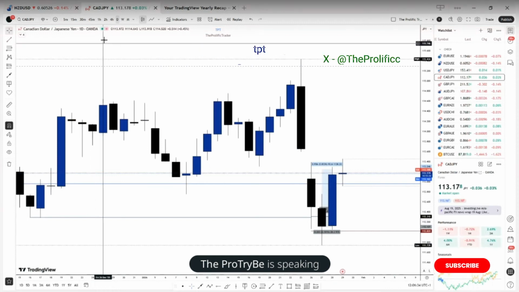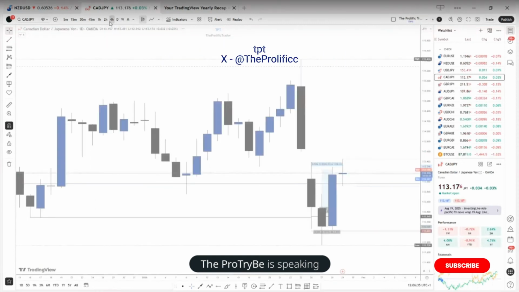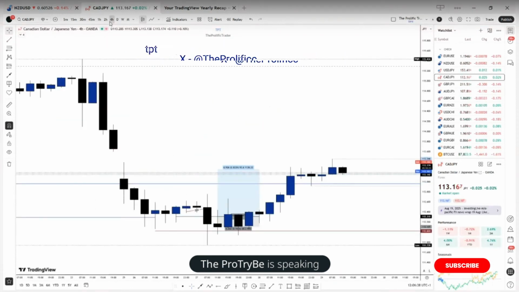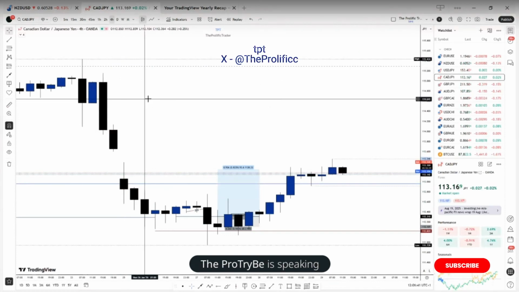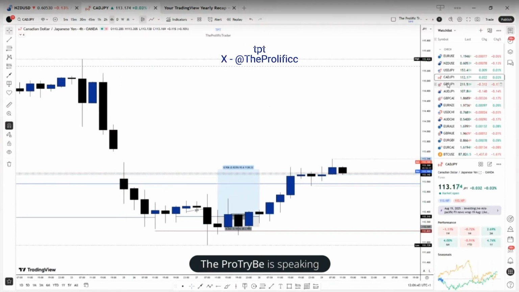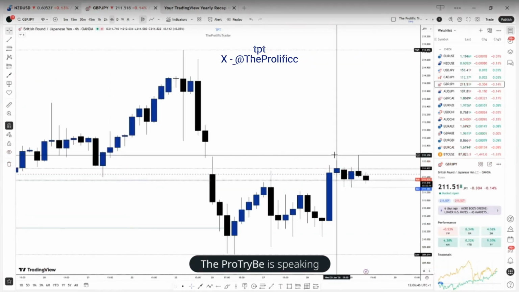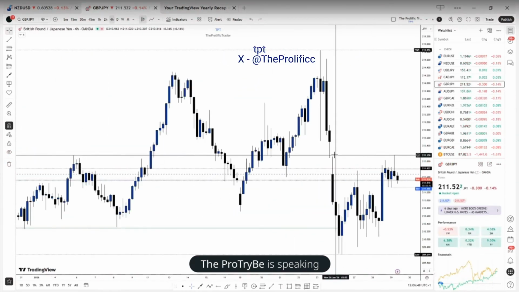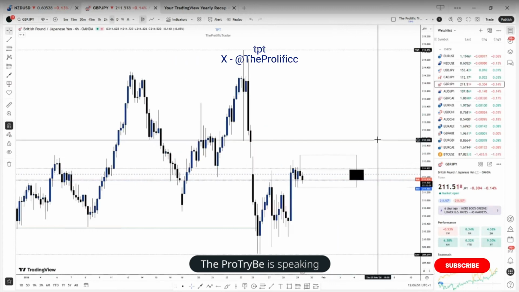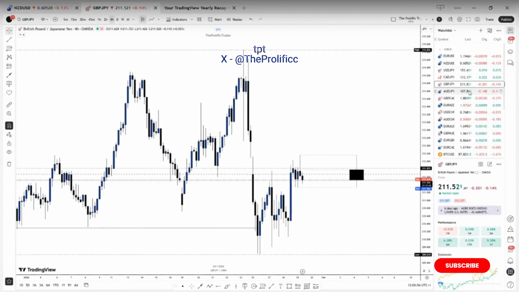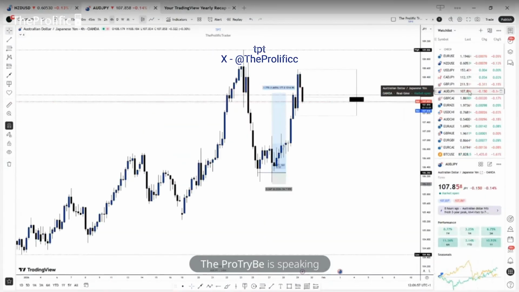Let's see on the following. So I'm just gonna let this slide. I won't say anything about that, but if it closes indecisive, it just continues the sellers. This is GPJPY. The same thing with CAT JPY, exactly the same thing. The AD JPY.